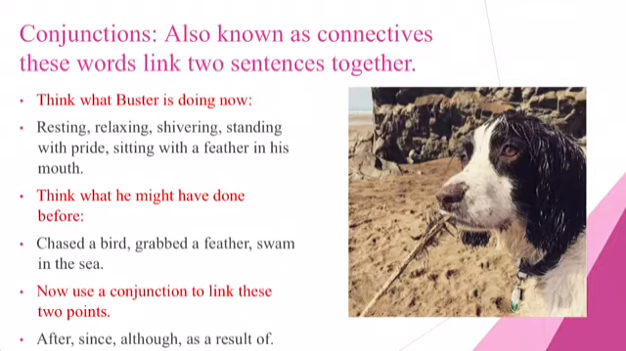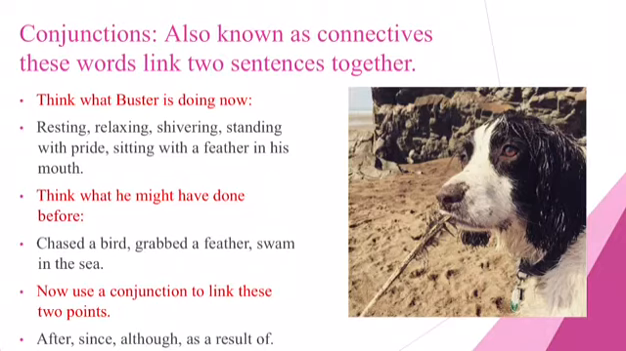So in this case, my dog Buster, he's resting, relaxing, could be shivering, he's standing with pride, and he's sitting with a feather in his mouth. So that is one part of the sentence. Then you want to think about what he might have done before. So in this case, he might have chased a bird, grabbed a feather, or swam in the sea, because we've now got the two clauses of a sentence ready to go.